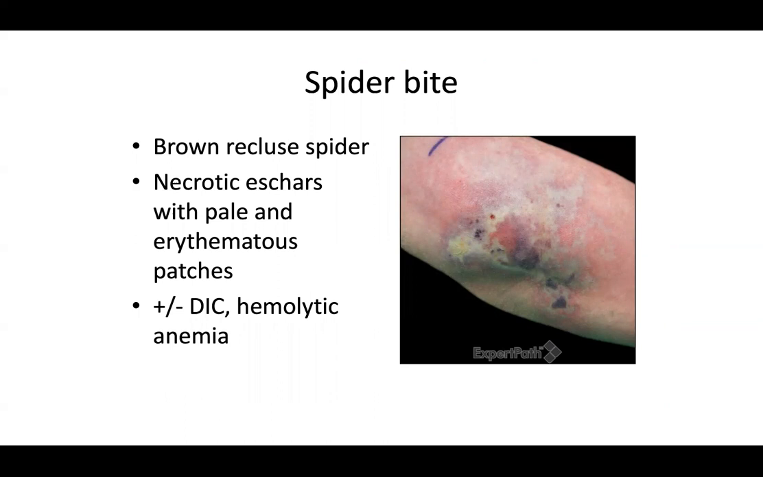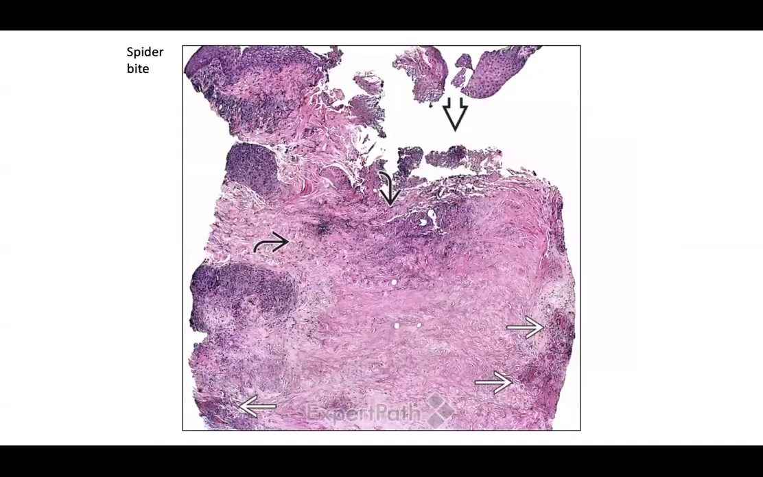You can even get disseminated intravascular coagulation as a result of a spider bite, as well as hemolytic anemia in serious cases. So here is a biopsy showing the effects of a spider bite from low power, just to appreciate the superficial, mid, and deep inflammation and widespread destruction of the epidermis and necrosis as well. Some areas of intravascular coagulation, microthrombi.